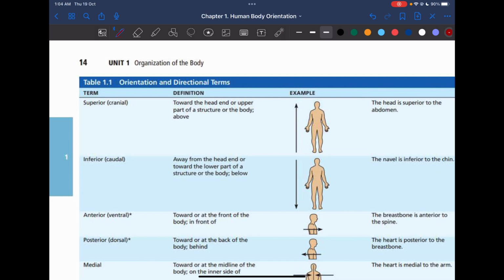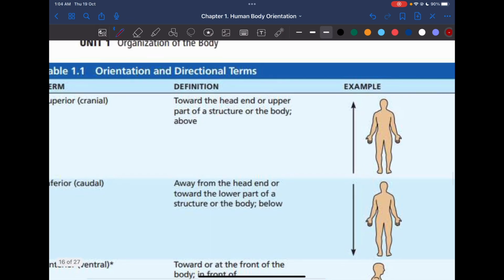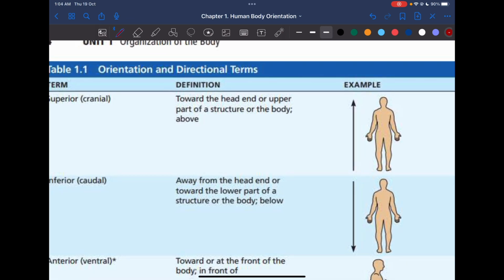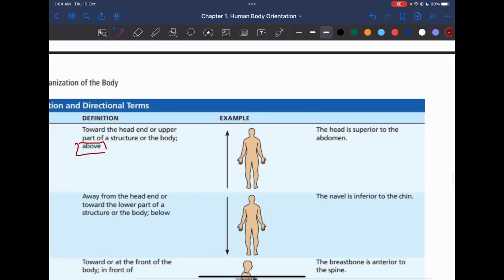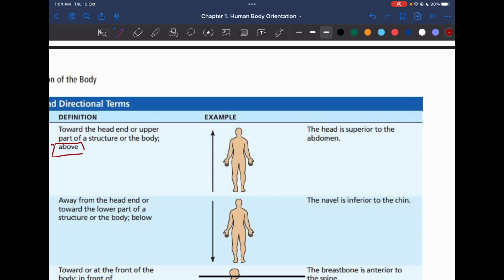So basically the definition is toward the head end or upper part of a structure or the body, which they put a small note here saying above. It means above basically. So the head, this is the head, obviously. You all know what the head is. The head is superior to the abdomen. Obviously, you also know what the abdomen is. The head is superior to the abdomen.